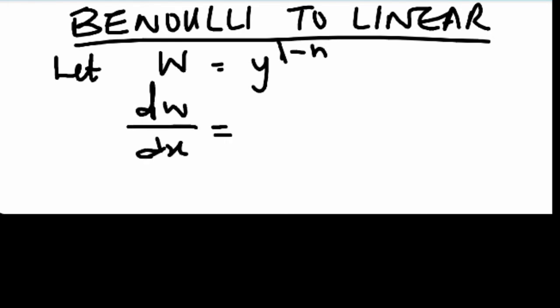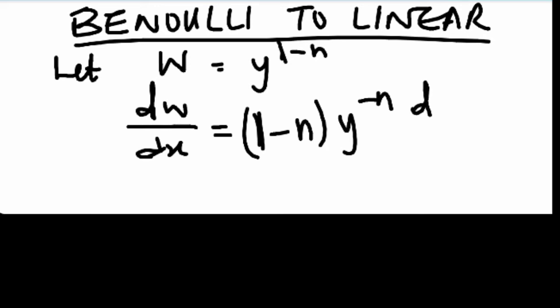is equal to, I'm differentiating this with respect to x. Remember that y is a function of x, so you differentiate it using function of function. I'll differentiate this normally and then differentiate y alone with respect to x. So this will give me 1 minus n times y raised to power 1 minus n minus 1, which will give me minus n. Then I differentiate y with respect to x, that will give me dy by dx.